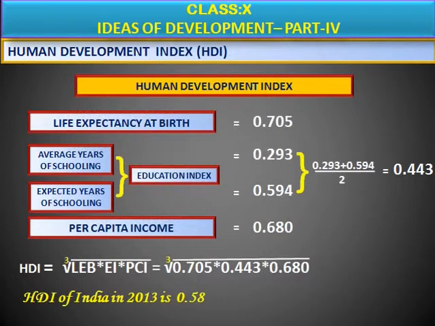HDI. So HDI is nothing but the geometric mean of these three dimensions. When we take the geometric mean of these three dimensions, we will get our HDI. Let's see the geometric mean of these three dimensions: 0.705 and 0.443 and 0.680. After calculation, the HDI of India in 2013 is 0.58.